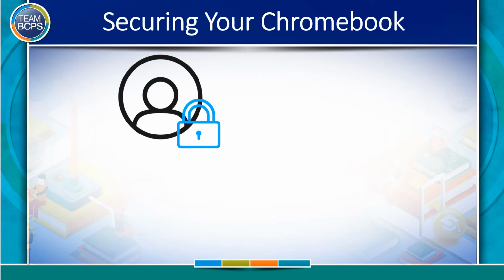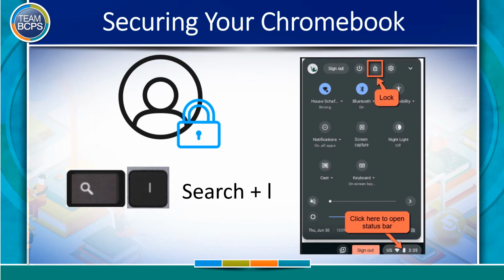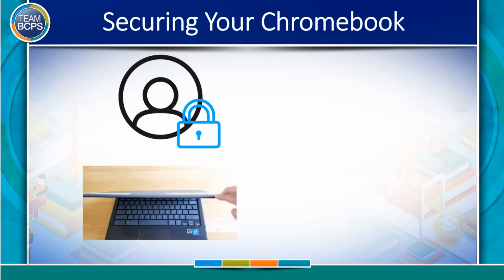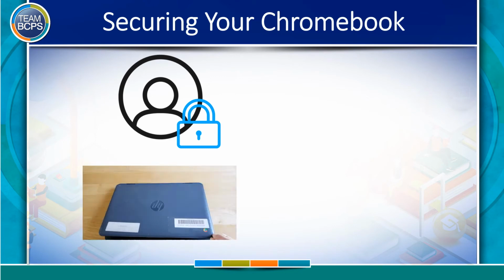One way you can secure your Chromebook is by locking it. You can lock your computer by pressing the Search key and the L key on the keyboard, or by clicking on the lock icon from the status bar. You can also secure and lock your computer by closing the lid. This will require you to log into your Chromebook again when you're ready to use it.